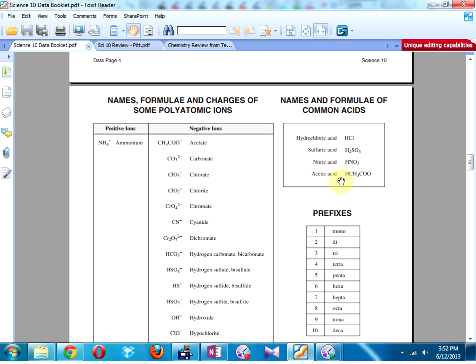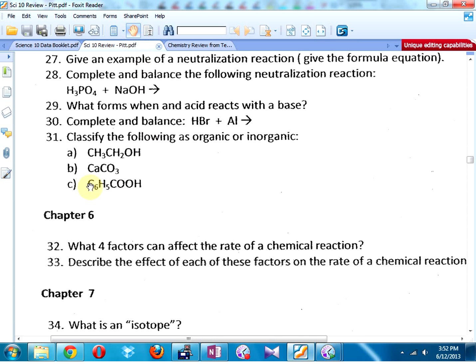Okay. Oh, and acetic acid. This is vinegar. They wrote it this way, so it starts with an H. But we said often they write that one as CH3COOH, which I think is this one right here. Okay. Organics have carbons, except for carbon dioxide and carbonate.